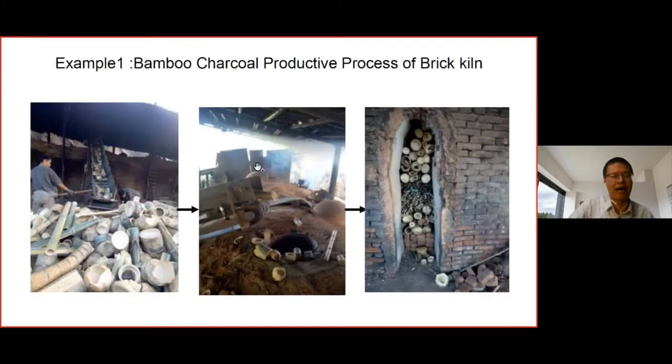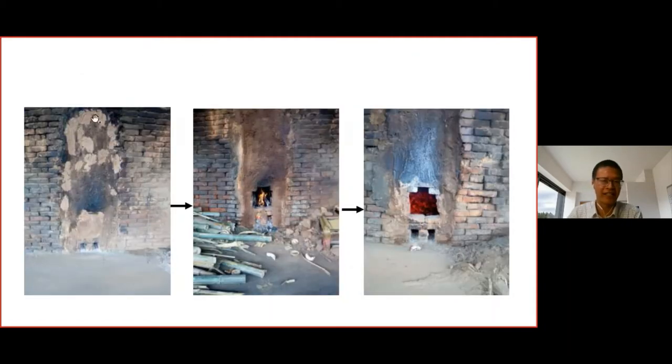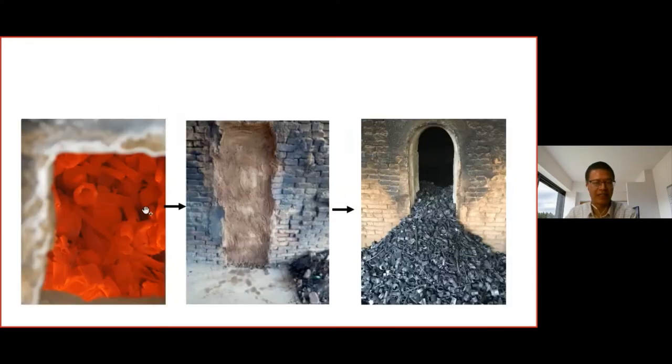Now I give two examples for bamboo charcoal production and bamboo charcoal briquettes. First, we look at the bamboo charcoal production process in a burning kiln. Use bamboo material, then seal the kiln door, leaving an opening. This stage is the refining stage. The temperature is very high. Then close the kiln door. The last stage is.